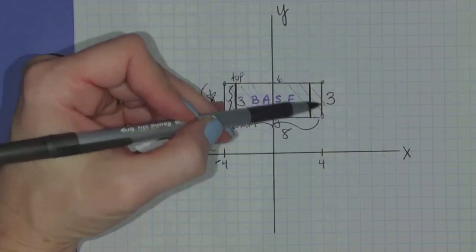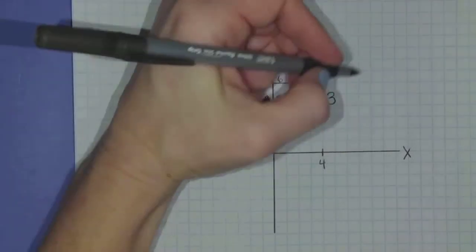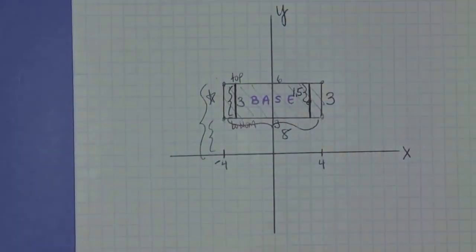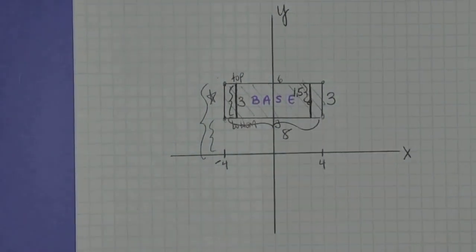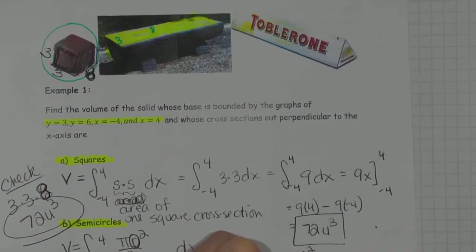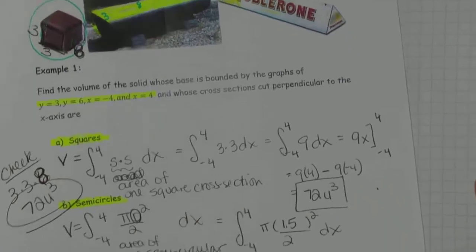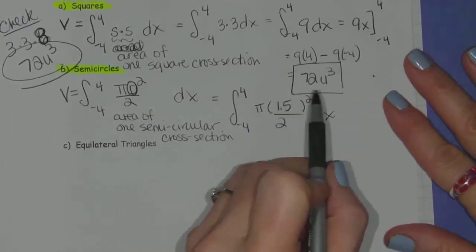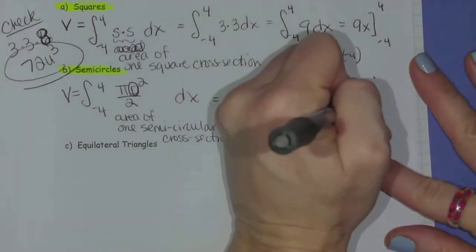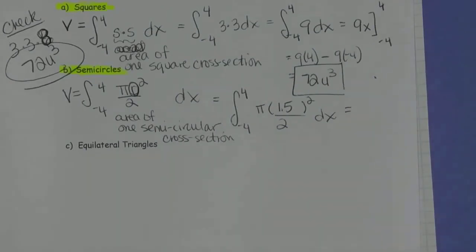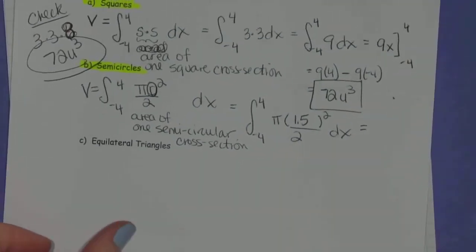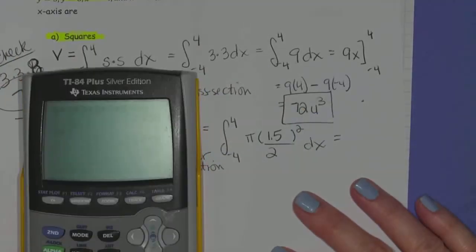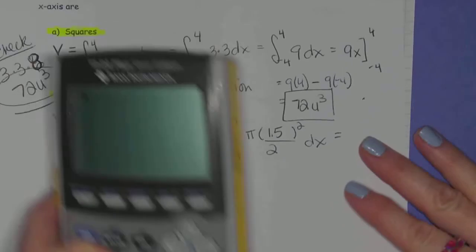So if the diameter is 3 units, then the radius is going to be half of 3, which is 1.5. So that's what I'm going to plug back into this formula for radius: 1.5 squared divided by 2 dx. And again, we could square that out, divide by 2, and run the fundamental theorem. For time's sake, because this is a video and I'd like to keep it somewhat concise, I'll just go ahead and evaluate this on my TI so we can move it along.